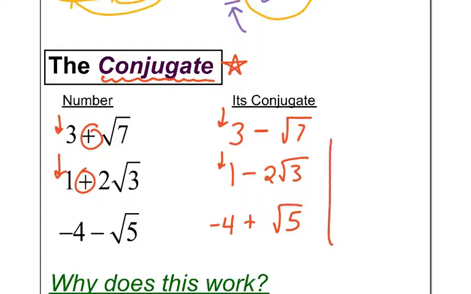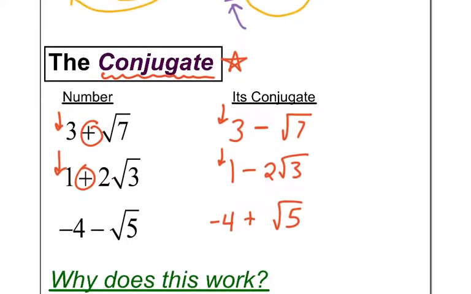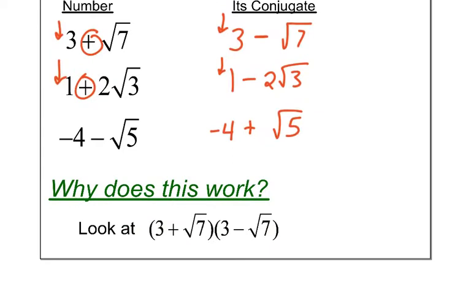Why are we doing this, Mr. B? Well, let me show you. Why does this work? Let's find out. We started with 3 plus root 7 in the denominator. Our conjugate is 3 minus root 7. Let's just multiply these two together. What happens when we multiply a number by its own conjugate?